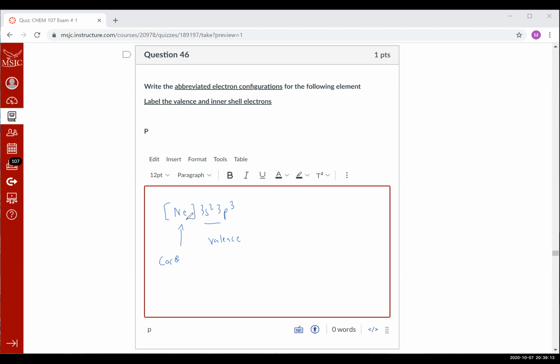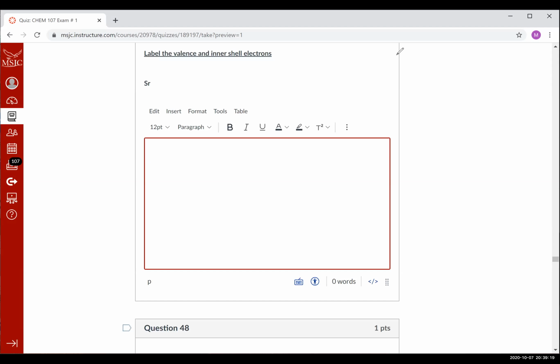Perfect. So let's look at another example. This time we're looking at strontium. In the case of strontium, the preceding noble gas is krypton, or Kr. Our outermost electrons are in the 5s orbital, and we have 2. These outermost electrons are the valence electrons, while those represented by our noble gas core are considered our core electrons, or inner shell electrons. Does this make sense to everyone?